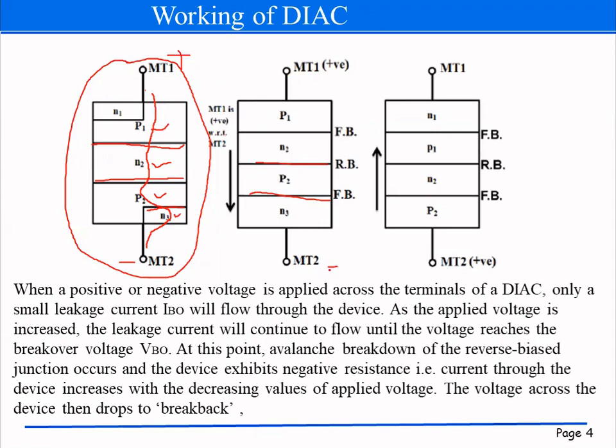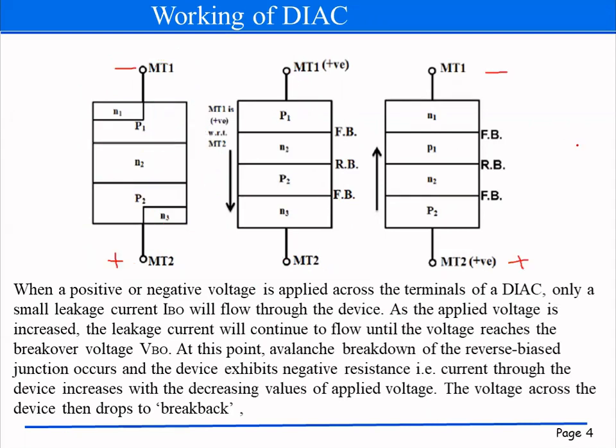This is the operation when MT1 is positive and MT2 is negative. When we connect the device in such a manner, the first junction is forward biased, the second junction is reverse biased, and the third junction is forward biased. Because one junction is reverse biased, the current cannot flow. Current flows when a breakdown occurs, that is, when the voltage between MT1 and MT2 is greater than the breakdown voltage. At that time the device operates.